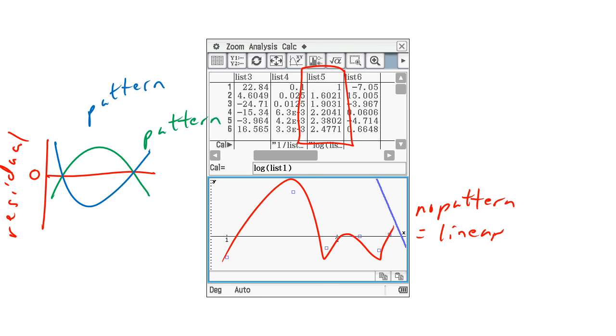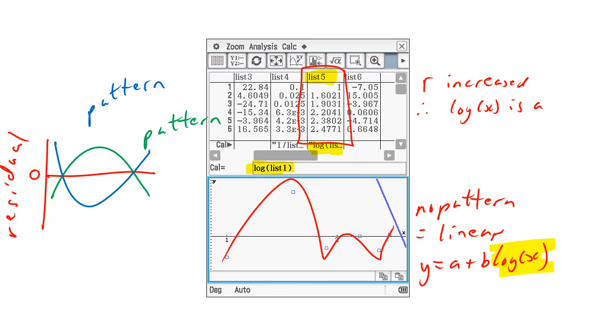Now I say linear for this, but remember the equation I graphed is using list 5, which was actually log X. So this is actually a linear graph if your graph is of the equation y equals a plus b log of X. Let's emphasize that log of X, because that's what list 5 was doing down here. It says log of list 1. So this is quite good, and we like that. Why did we like that transform? Let's remind ourselves, because the R increased. So therefore, that's what those 3 dots mean. Therefore, log X is a good transform.